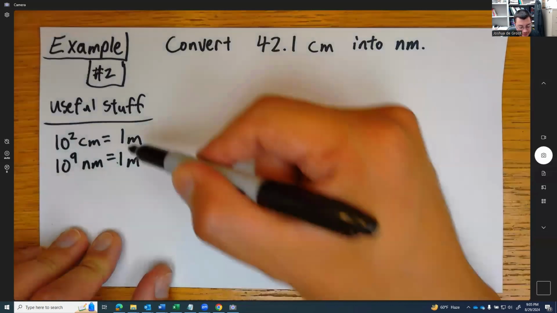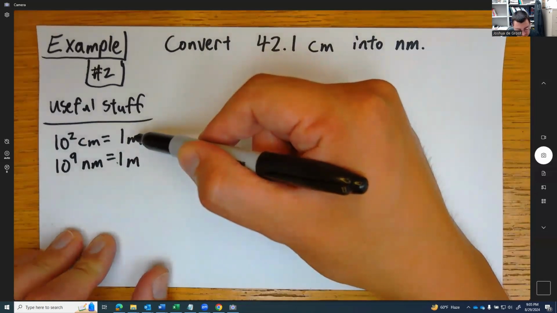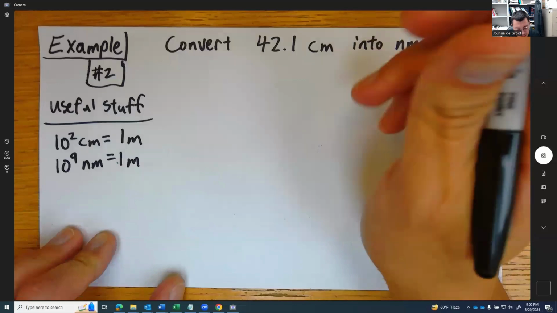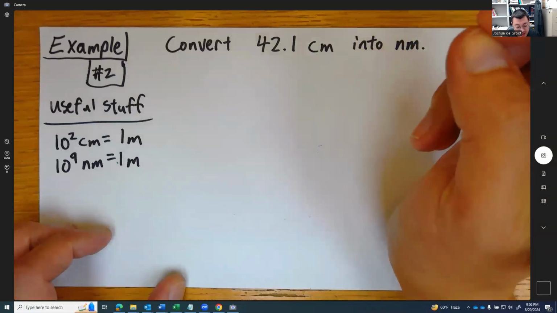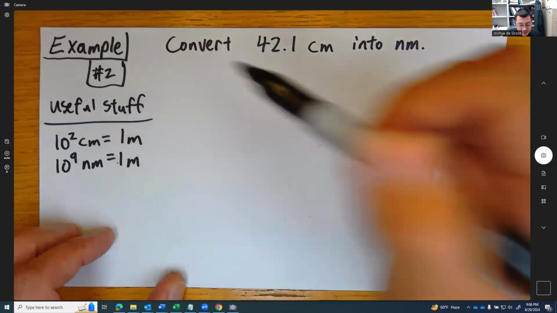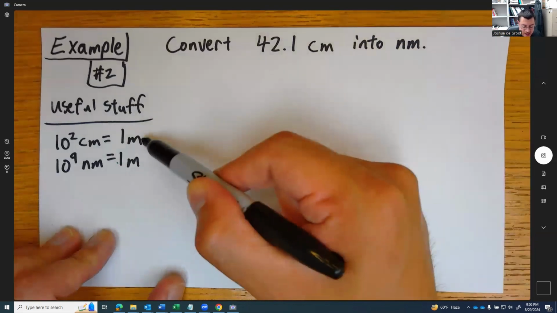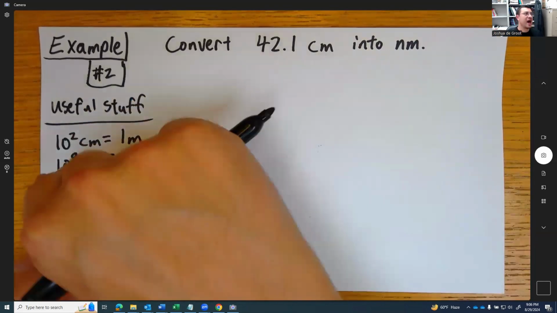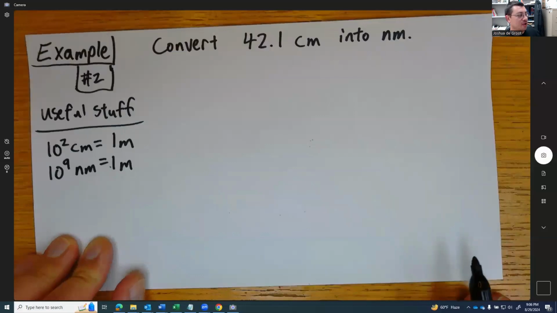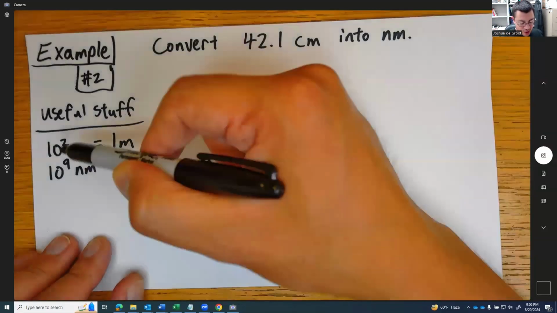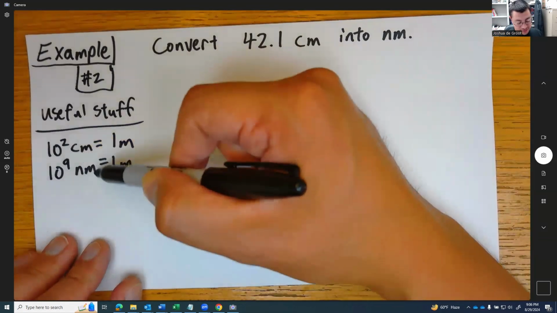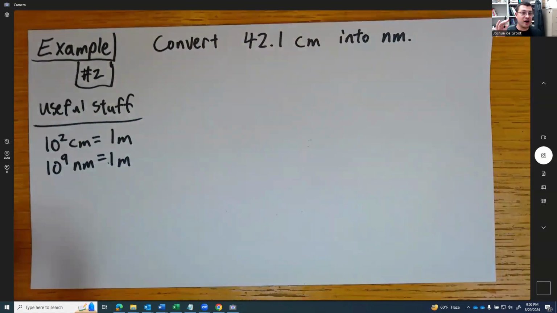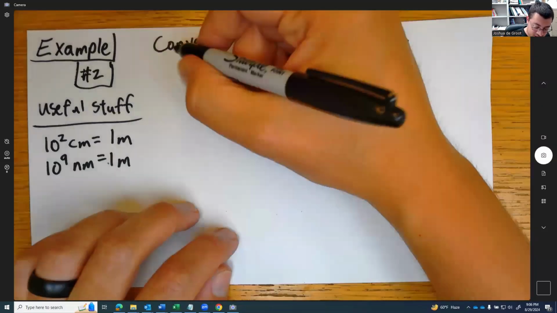So knowing this, we can solve the problem. We can turn centimeters into meters, and then we can turn meters into nanometers. Now, maybe you anticipated that with these two pieces of information, I could do it a faster way. If you had that thought, you're probably thinking the correct thing. But I'll show that in a minute. Let's do this indirect method first.